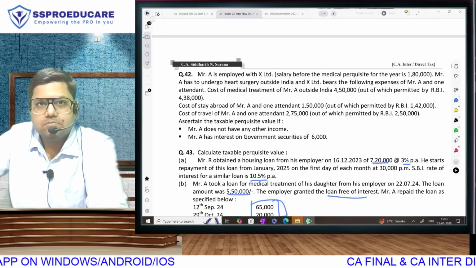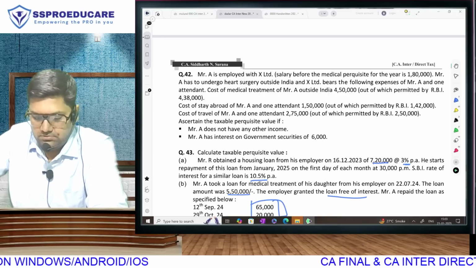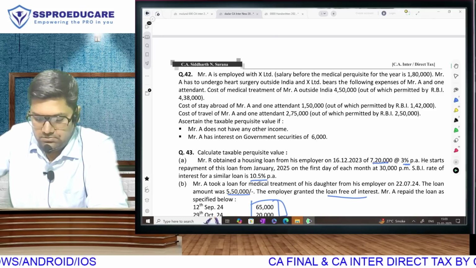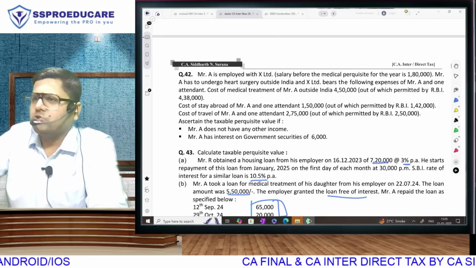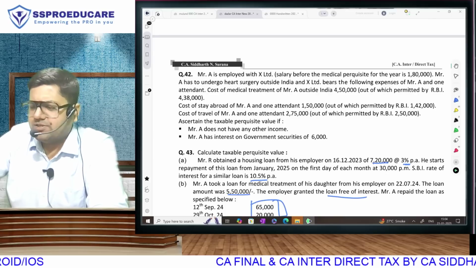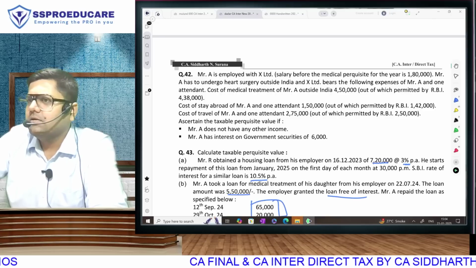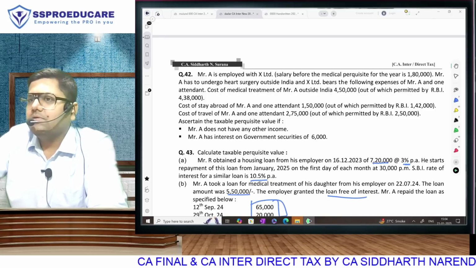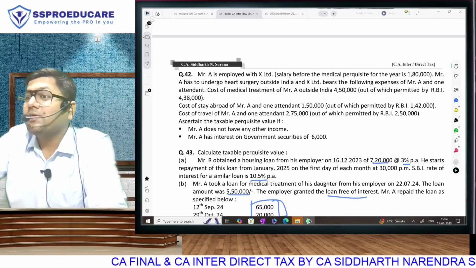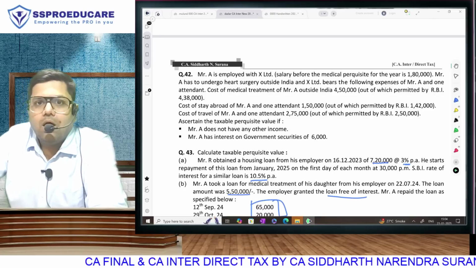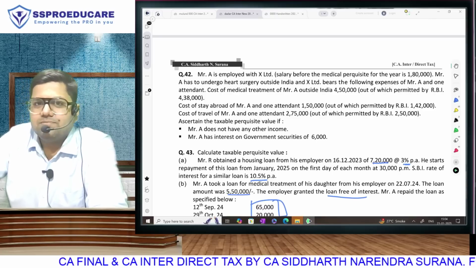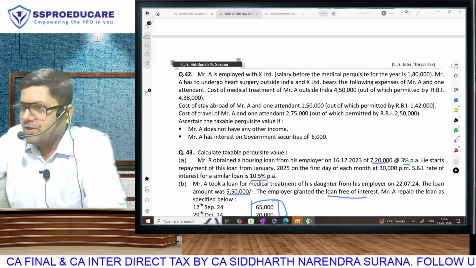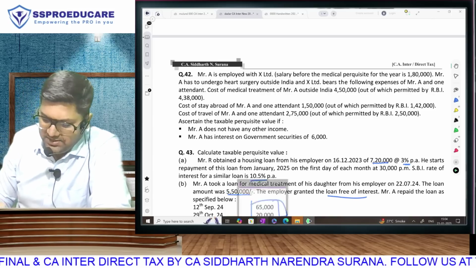Ascertain the taxable perquisite value if Mr. A does not have any other income. Mr. A has interest on government securities of 6,000. So there are two parts of the question: no other income and government securities. But this is medical treatment. Come on, yes or no? Now, in course of medical treatment done abroad, we get exemption to the extent of amount permitted by RBI. That is correct. Provided the patient is self or family, the employee himself is going. So yes, we will get exemption.